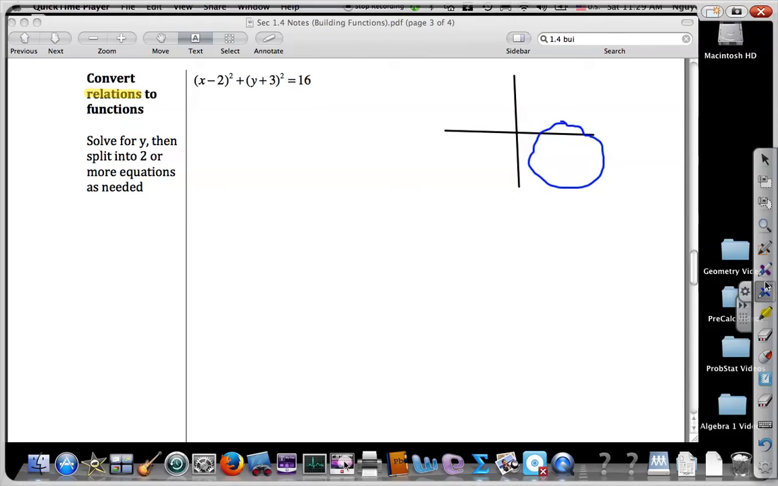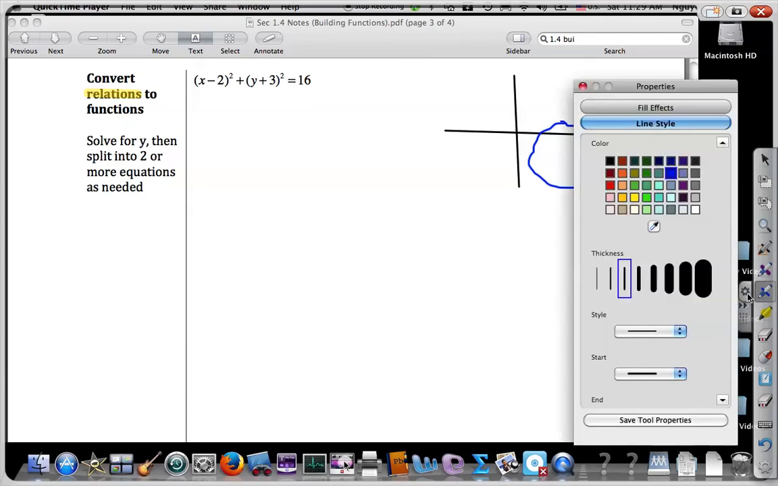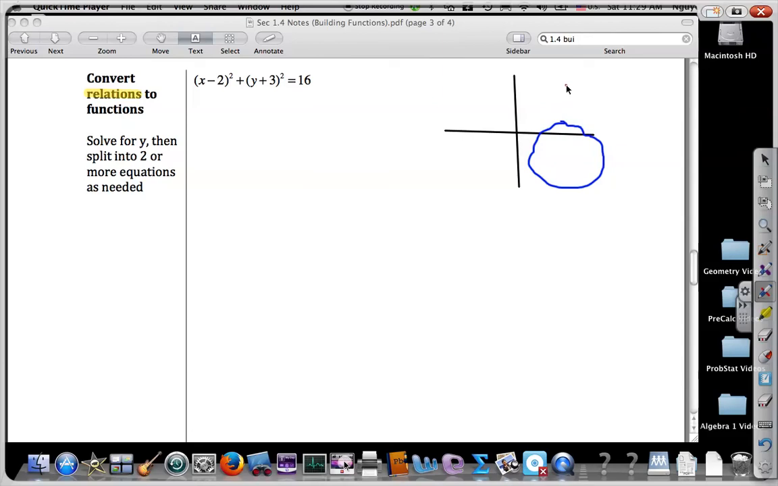And to see why this is not a function, all we really have to do is give it the vertical line test. If we were to draw a vertical line anywhere down the middle here, you can see that it's going to fail because at this point here and at this point here, the vertical line touches both points. So this is not a function. But if we wanted to make this a function, we certainly could do it. To make y a function of x, we can follow these instructions here. So let's first solve for y, and then we'll split it into two equations as needed.